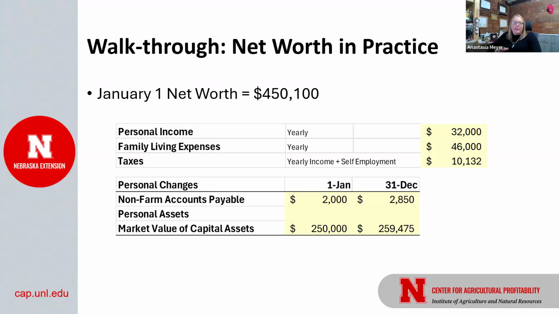So let's put this into practice as well. Let's say on our balance sheet, my January 1 net worth was $450,100. This is going to be where that land is factored in. Okay. We're going to say that we have an off farm job that we make $32,000. We're going to say our family living expenses is $46,000. And then we are going to also account in there your yearly income or self employment taxes.